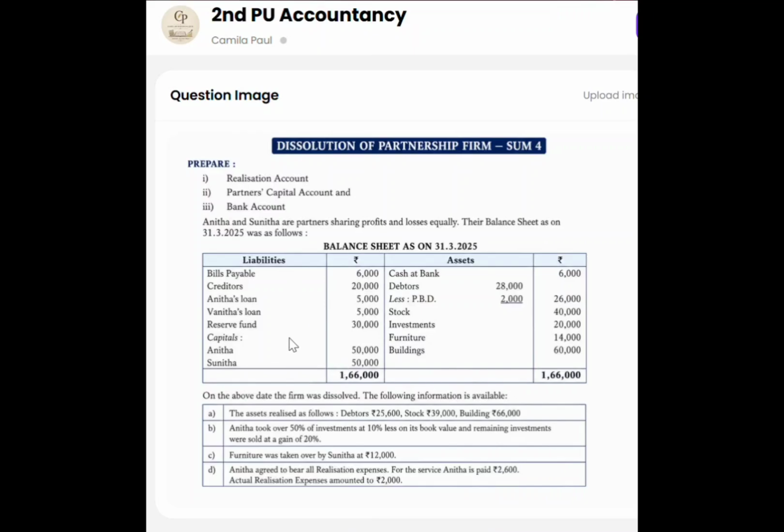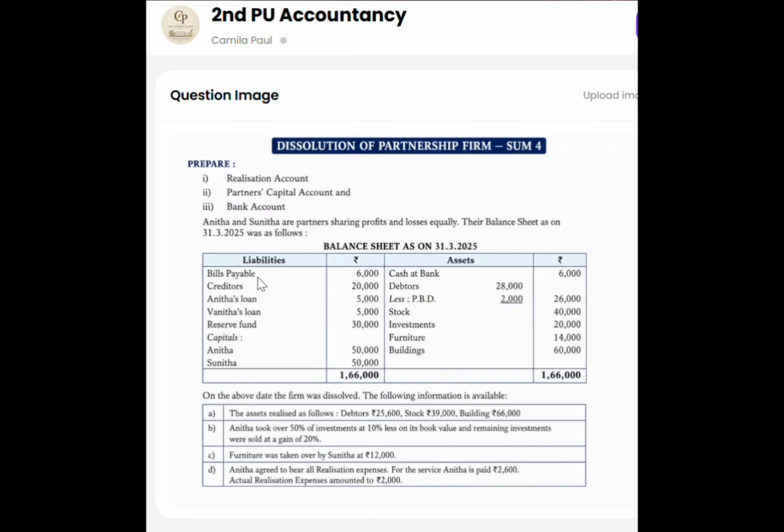These are the liabilities given here, and the assets are cash at bank 6,000, debtors 28,000 less PBD 2,000. So the balance amount of debtors is 26,000, stock is 40,000, investments 20,000, furniture 14,000, buildings 60,000. The total of the balance sheet is 1,66,000.